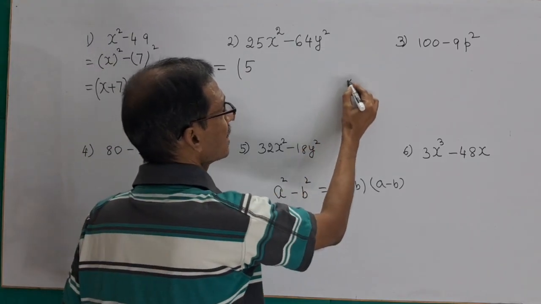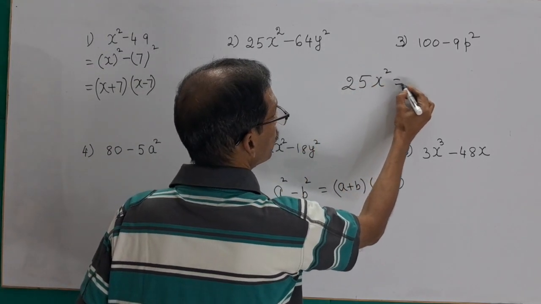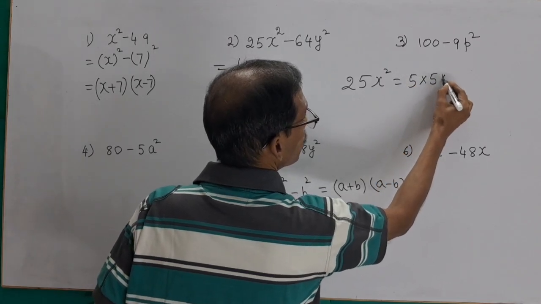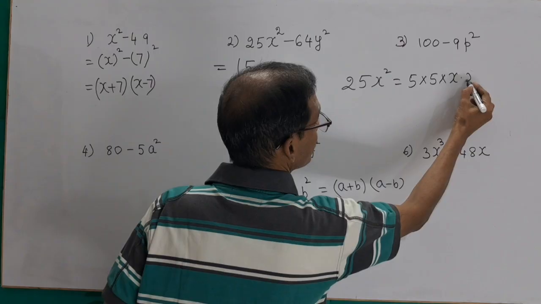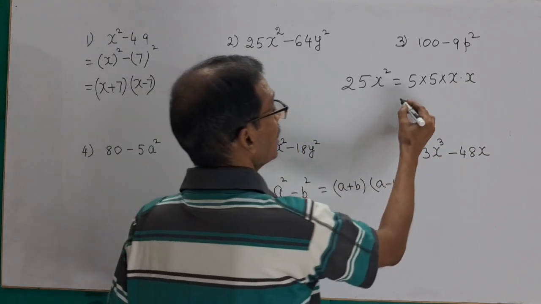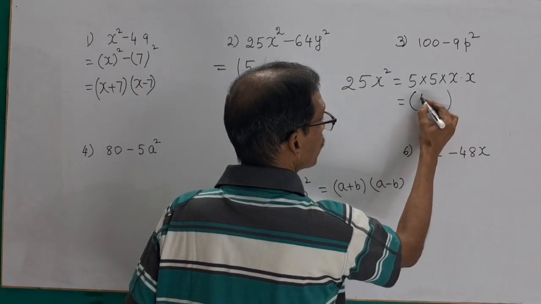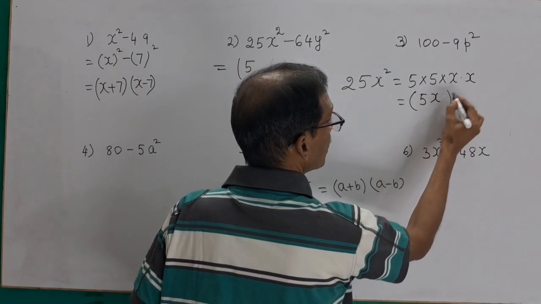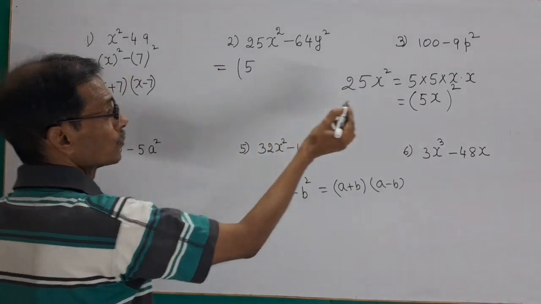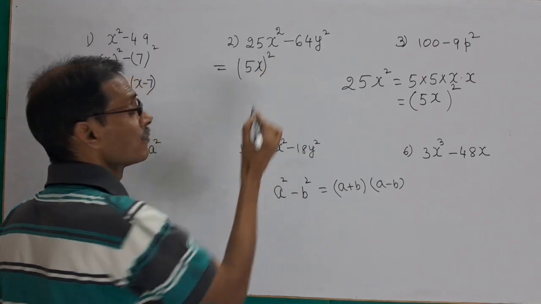But what about this? See, you can understand this. 25x square equal to 5 into 5 into x into x. That means 5 2 times and x 2 times. If you put them together, 1 5 and 1 x, then you can put square on this. So 25x square, you will write 5x whole square.